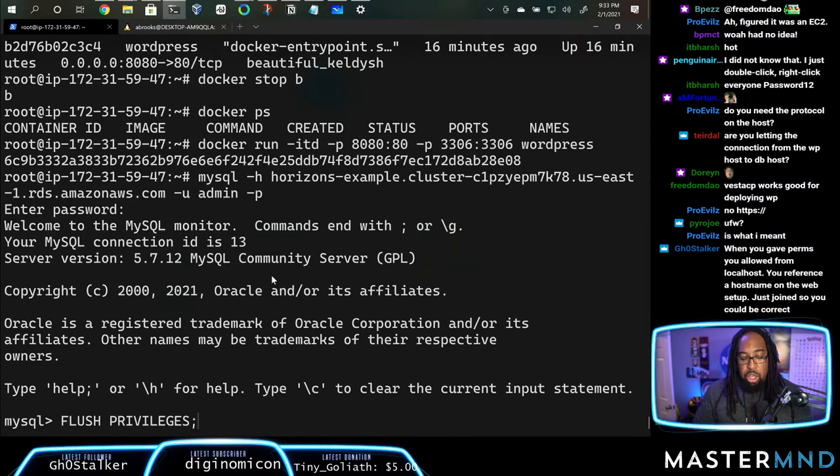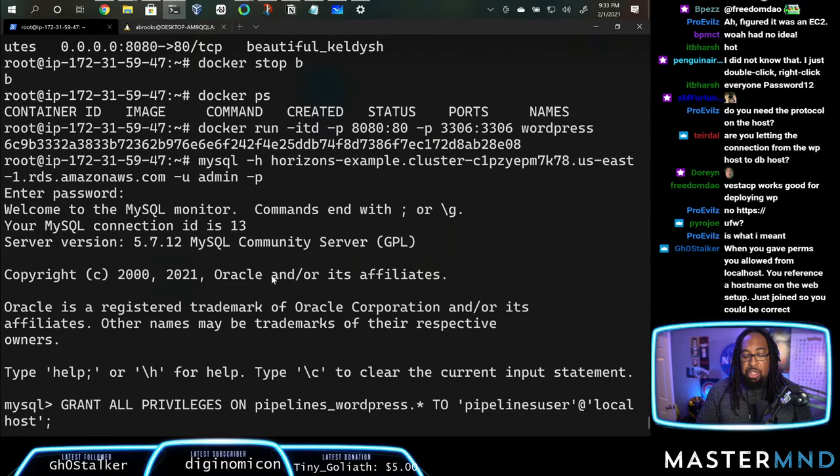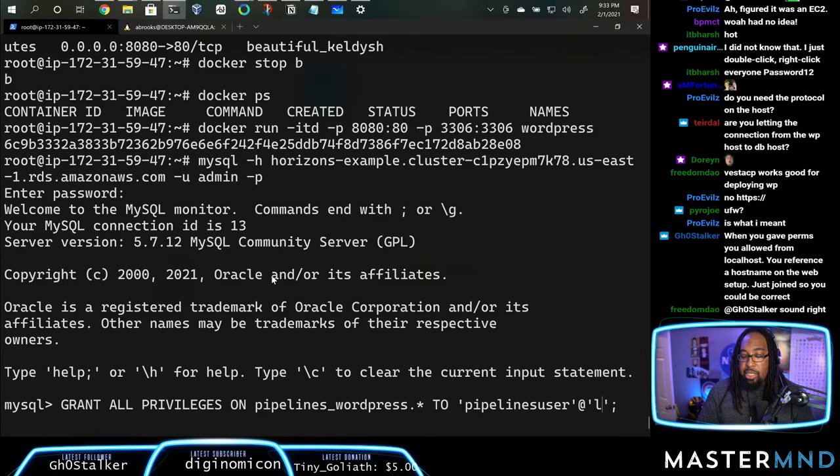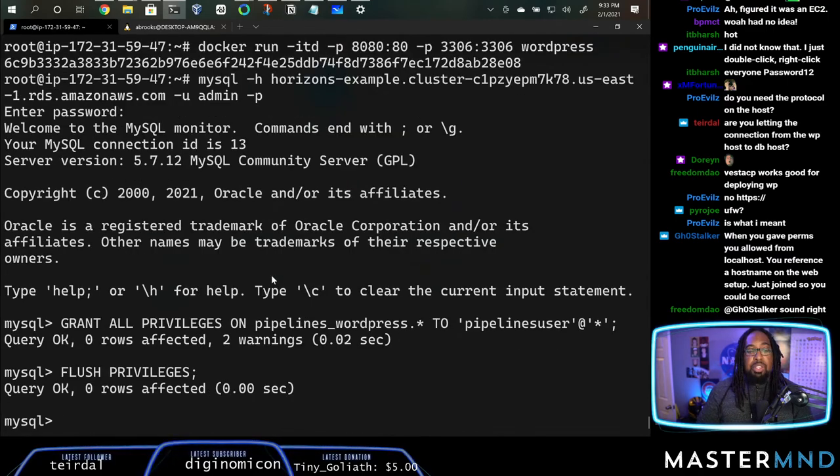All right. And so it was this command, right? It was the grant privileges on pipeline star to pipelines user at localhost. Okay. Localhost is the local address for your computer. It is the host name for your computer. I can do a star. I should be able to do a star here and flush the privileges. Ghost Stalker. Perfect. Thank you for saving me.